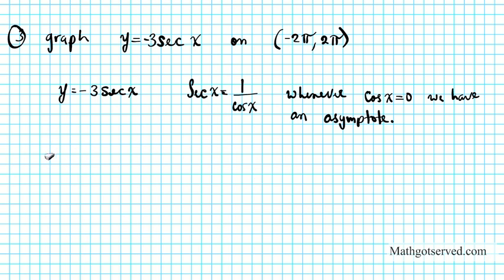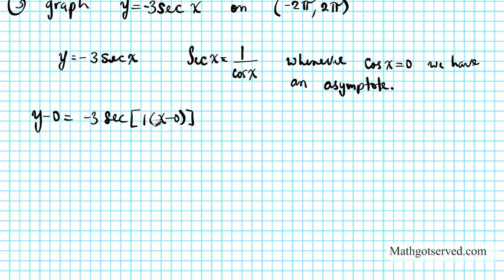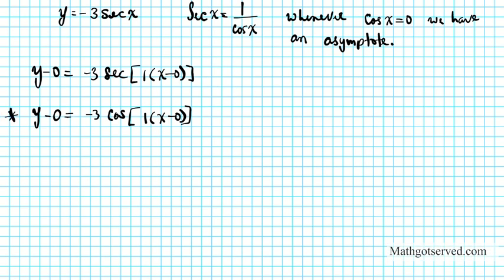I'm going to write this in transformational form: y minus 0 equals negative 3 secant bracket 1 parenthesis x minus 0. Now, what is the related reciprocal function that's going to guide my construction of the secant? It's going to be the cosine, right? So what I'm going to graph is y minus 0 equals negative 3 cosine bracket 1 x minus 0. After graphing this, I'll use the asymptotes and the reflections to figure out what the secant function looks like, okay? So this is what we're graphing right here.